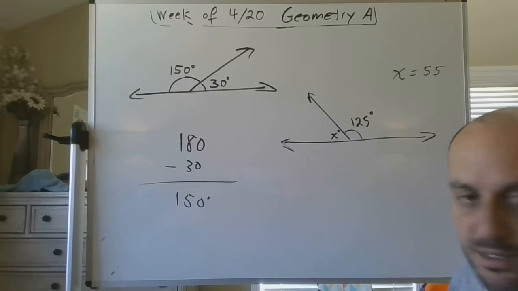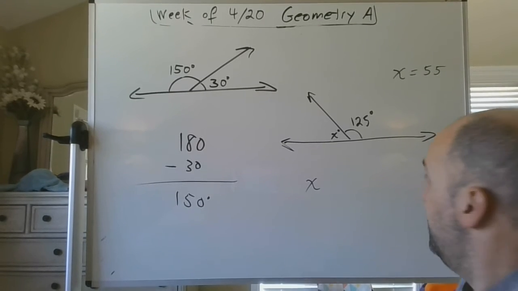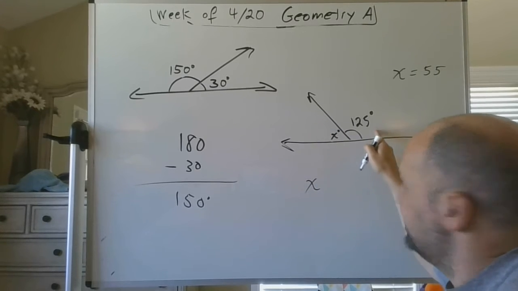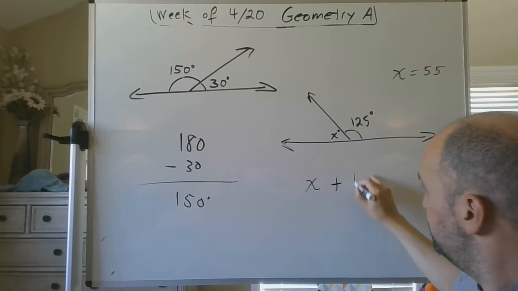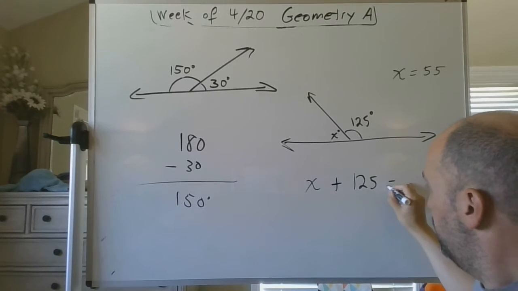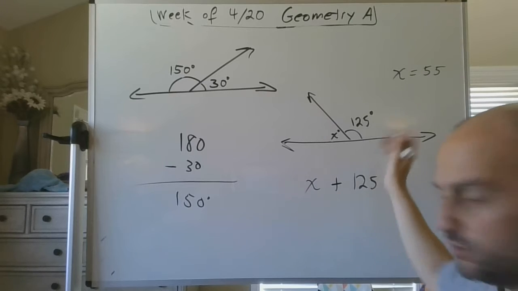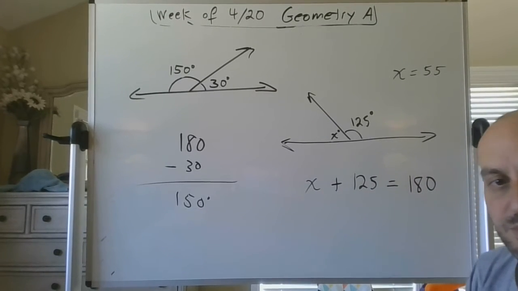Here's another way of setting it up. I got this angle, which is x. I'm going to make an equation. I got this angle, which is 125. We just did this. If I add these two, I'm going to show it as an equation, okay? X plus 125 would equal to what again? So these two linear pairs should add up to a whole straight line, which is 180. And look at that. You have a simple algebra problem right there.